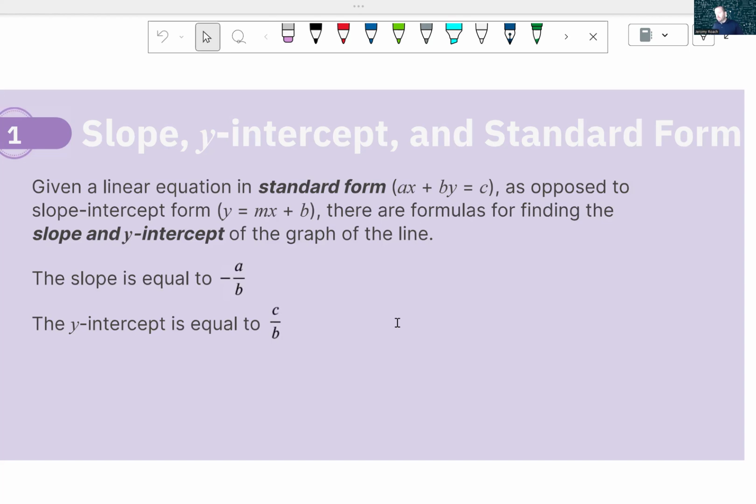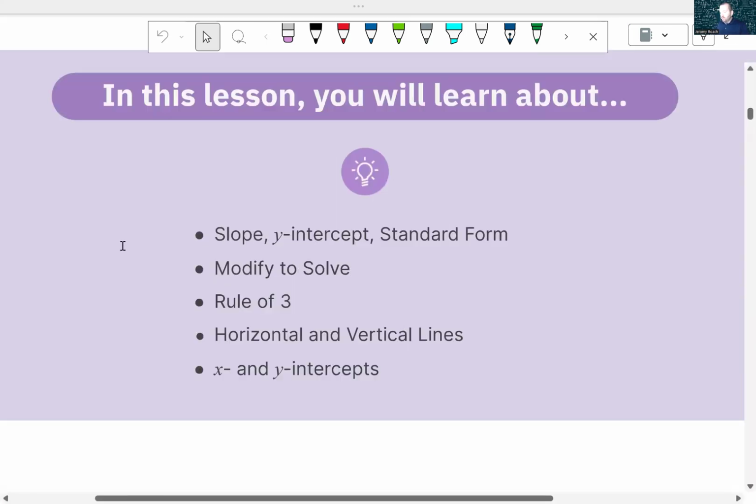So the first rule and formula part that I'd like to talk about is, let's look at the overview here. So slope, y-intercept, and standard form. These are all just common ways that we can talk about the different parts of a function or a graph. Modify to solve, rule of three. That's just changing equations to solve them properly. Horizontal and vertical lines on the graph, how those are graphed. Pretty straightforward and simple, especially since we've gone over Desmos.